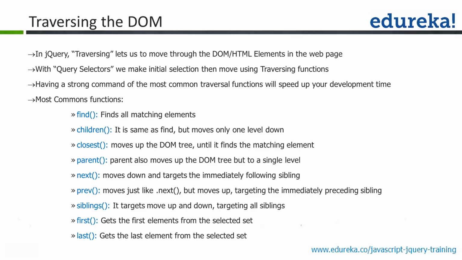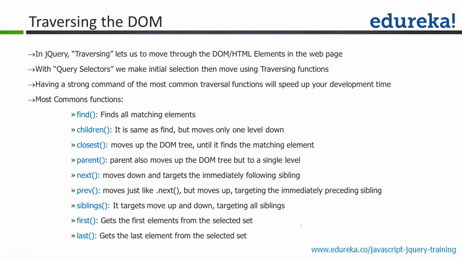Next moves down and targets the immediate following sibling. Now what is important to notice here is the sibling part. It will go to the sibling. It will not go to a child. So if there is an li tag and you call it on an li tag, it will move to the next li tag. It will not go to anything inside it, any HTML inside it. Previous is just like next but moves up. So it moves to the preceding sibling, and siblings targets moving up and down. So if I select it on an li tag, it will select all the other siblings.